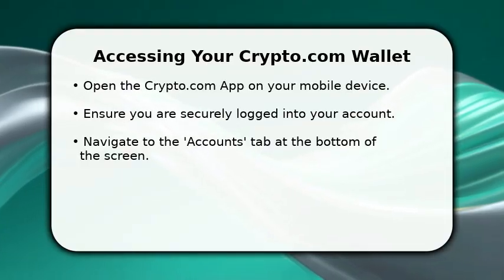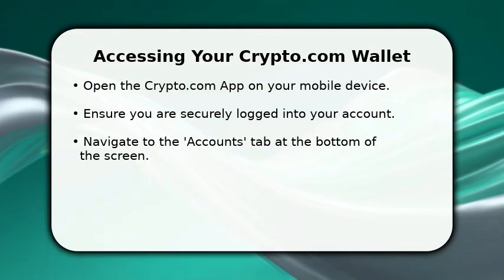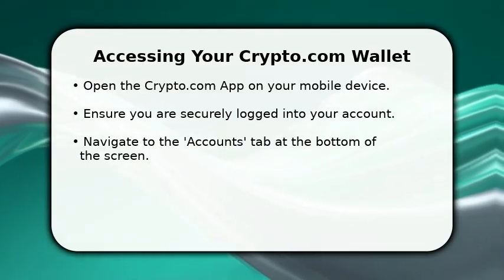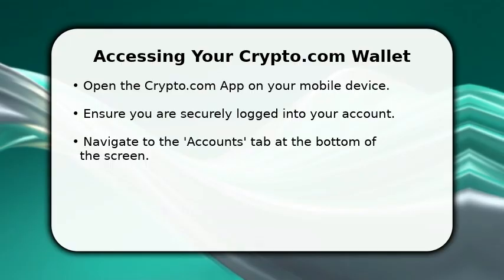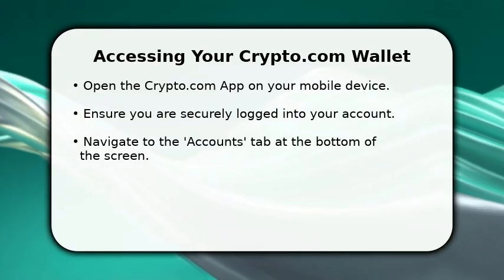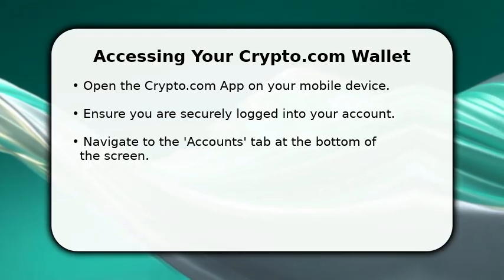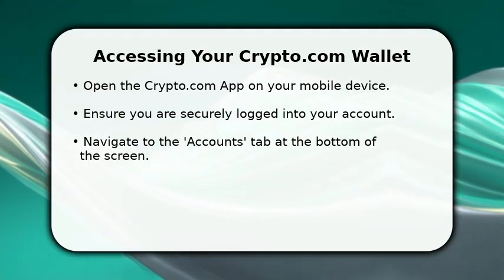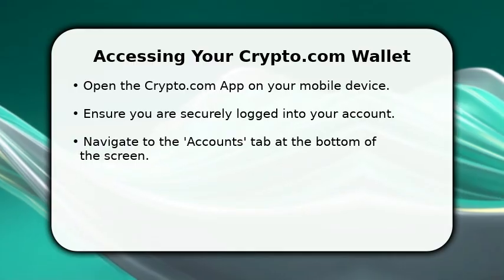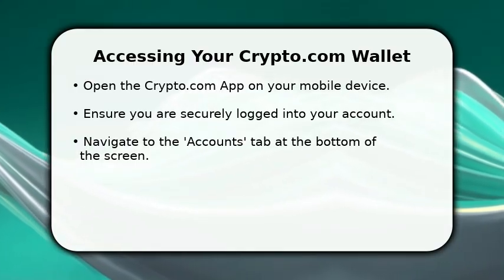In this video, I will explain how to find your Crypto.com wallet address. First, open the Crypto.com app on your mobile device and ensure you are logged into your account. Once logged in, you will see a navigation bar at the bottom. Tap on the Accounts tab, which is typically located on the left side.